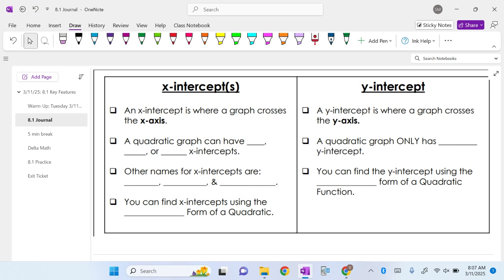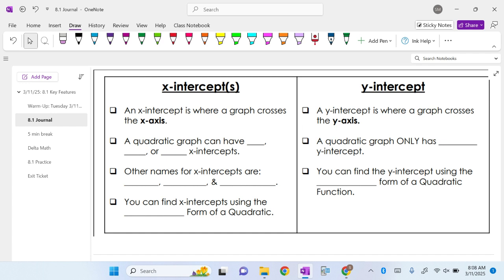It's where the graph crosses the x-axis. What about a y-intercept? It's where it crosses the y-axis. Now, when we were dealing with x and y intercepts, with all the different functions that we've talked about so far, there was always just one x-intercept, one y-intercept. With quadratic functions, that's not always true.